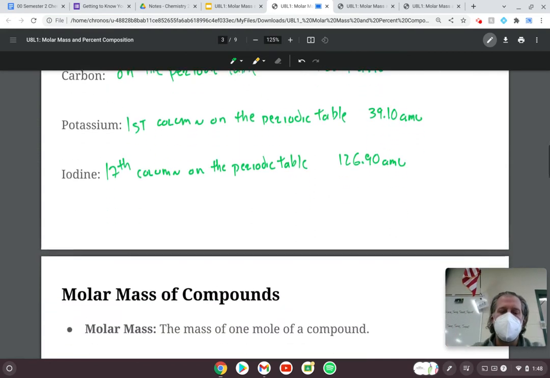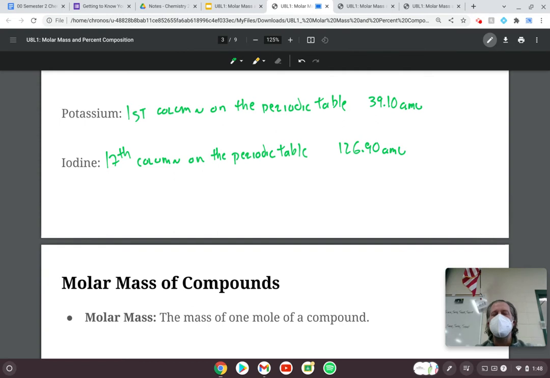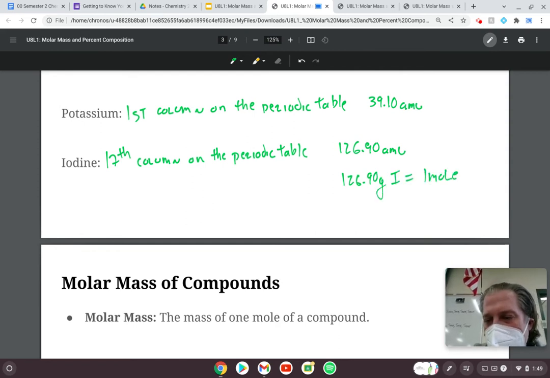So, the molar mass of a compound is the mass of 1 mole of that compound. Just like the molar mass of an element, so for example, iodine would be 126.90 grams of iodine is equal to 1 mole of iodine. So the molar mass is equal to 1 mole of that very specific compound. That is the elements that make up that compound.